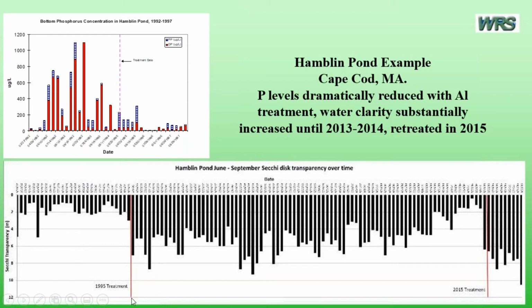They did this treatment in 1995, and the Secchi disc just shot up. You can see it kind of declining over time, and it all went bad all of a sudden. 2014, well, the very end of 2013, there was a bloom in late September, early October, and then 2014 was bad again. So they treated again in 2015. You can see we're doing great again.